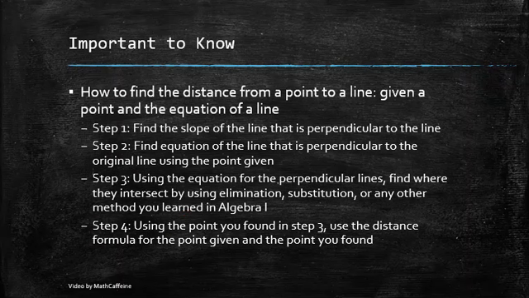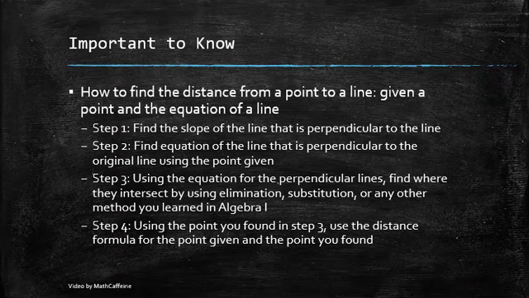Another major part of this next section is to know how to find the distance from a point to a line, given a point and the equation of another line. Remember, the distance is a line segment that is perpendicular to the line given. Step 1 is to find the slope of the line that is perpendicular to the given line. Step 2 is to find the equation of the line that is perpendicular to the given line using the point given. You should now have the equation for the 2 lines that are perpendicular.